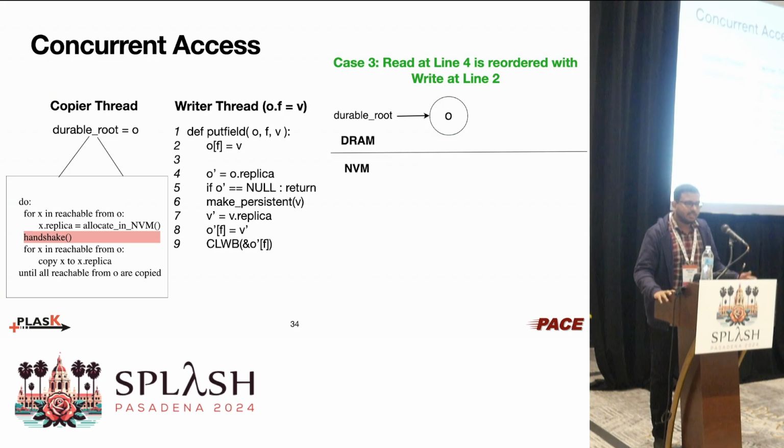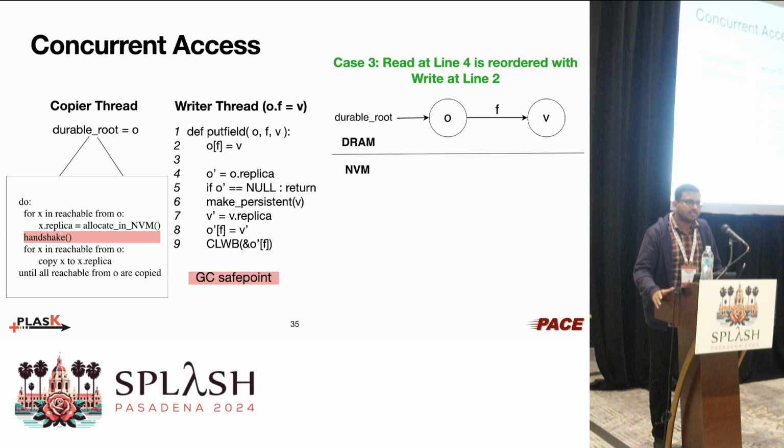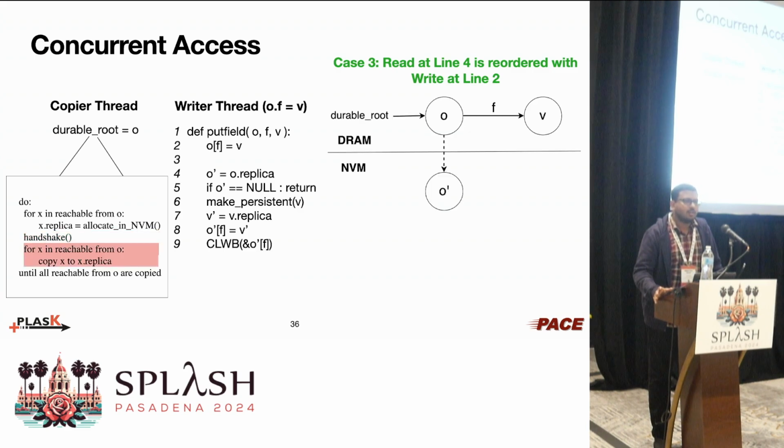So the writer thread will return, and then we reach the GC safe point. At the GC safe point, this writer thread will send an acknowledgement to the copier. And once this handshake is acknowledged, the copier thread can now proceed to copy the objects to the NVM. If you remember, we had just allocated the memory on the NVM and not actually copied it. This is the step where we do the actual copy.